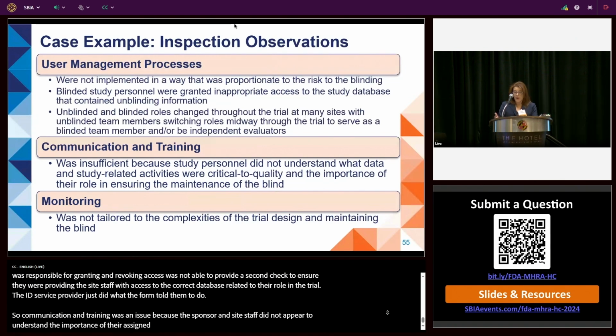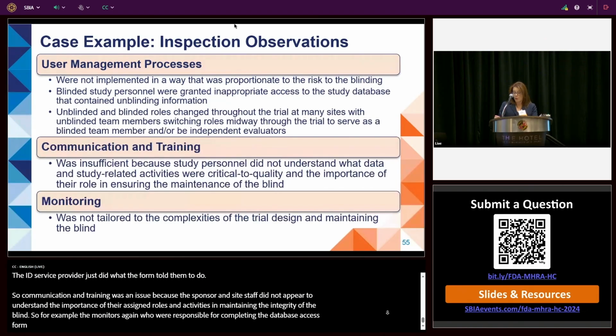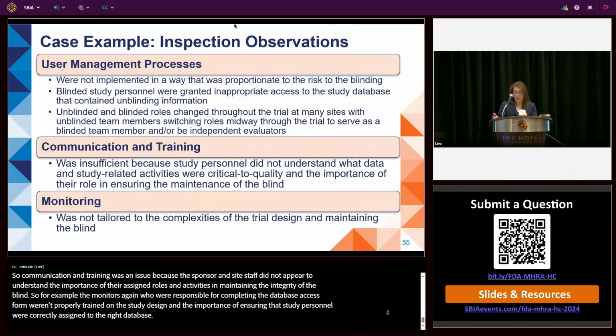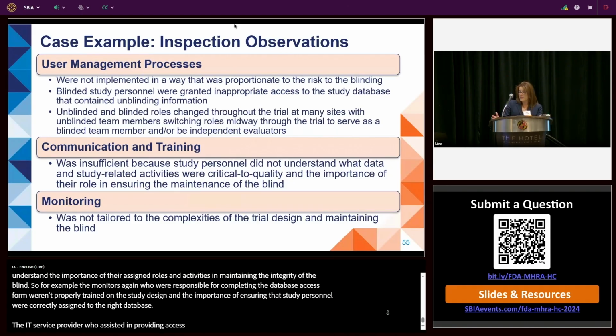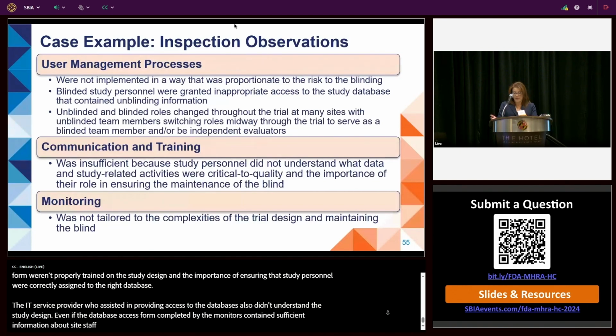So for example, the monitors, again, who were responsible for completing the database access form, weren't properly trained on the study design and the importance of ensuring that study personnel were correctly assigned to the right database. The IT service provider, who assisted in providing access to the databases, also didn't understand the study design. Even if the database access forms completed by the monitors contained sufficient information about site staff's roles, it's unclear if the service provider would have detected errors in the request for the database access because they had no knowledge of the study protocol. Again, they just did what the form told them to do.